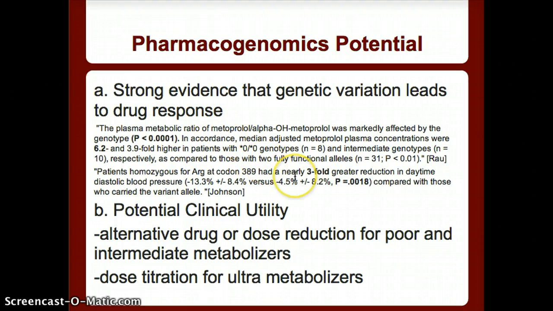Another study found that patients homozygous for arginine at codon 389 had a nearly 3-fold reduction in daytime blood pressure, which had a p-value of 0.0018, which is also fairly strong. So if one has the genotype data, this allows for some clinical utility in that a physician could recommend an alternative drug or dose reduction for poor or intermediate metabolizers, or for ultra-rapid metabolizers, one could consider dose titration to ensure that the metoprolol stays at an effective level.